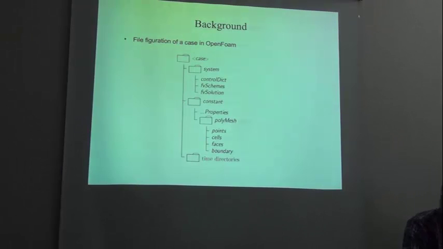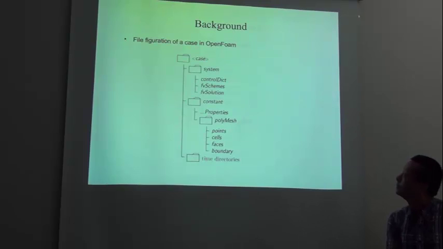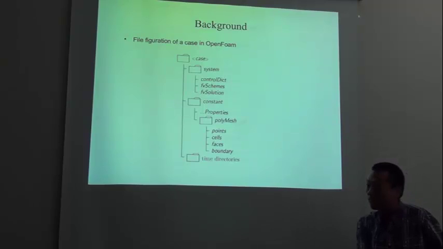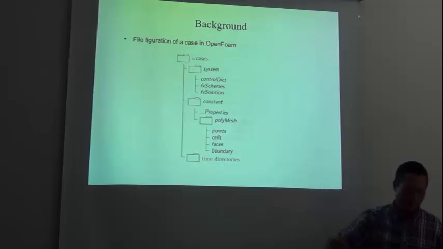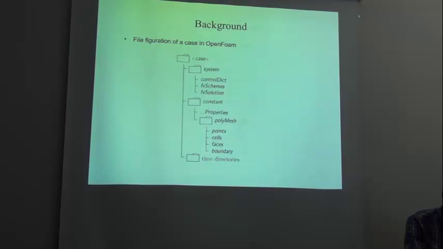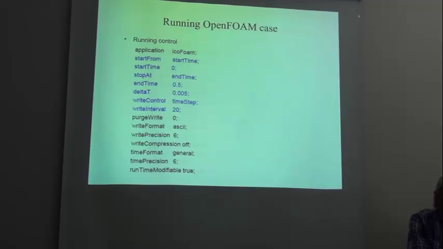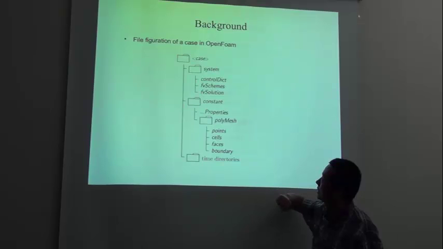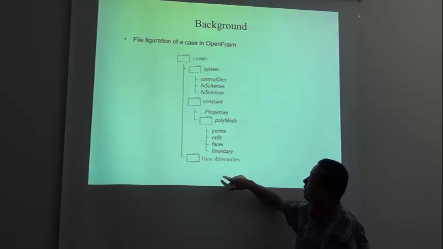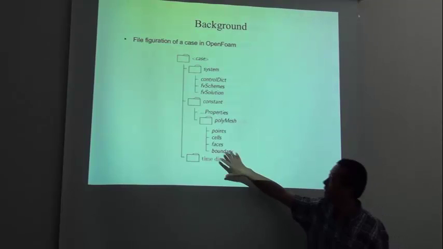I have a question. So the control dictionary, FV schemes, FV solution, all those, I need to have files with that name. Yes. And the next page will show the file. Are these all like text files? Yeah, yes, the text files. This one is an example. If you really want to, after this presentation, you can go check the OpenFOAM tutorials, open any one, and you can see the files.